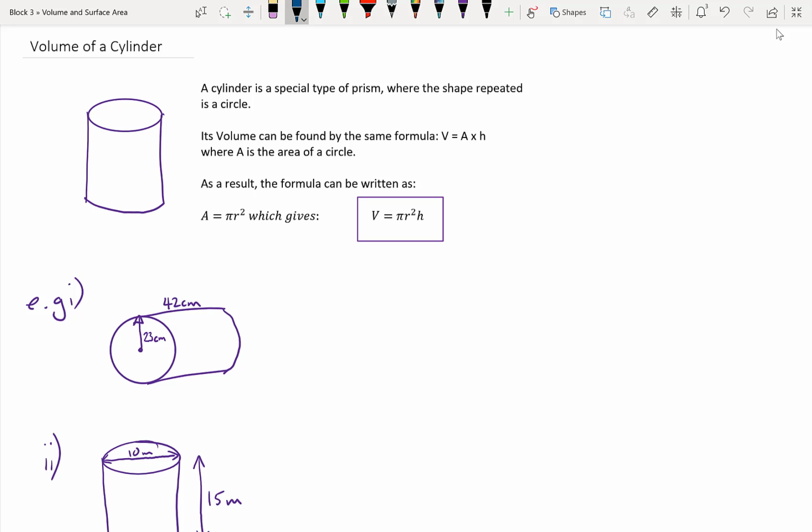Depending on who you ask, some people have very strong opinions as to whether a cylinder is or isn't a prism. We're not really interested in that. All we're doing just now is going to try and find the volume of it.